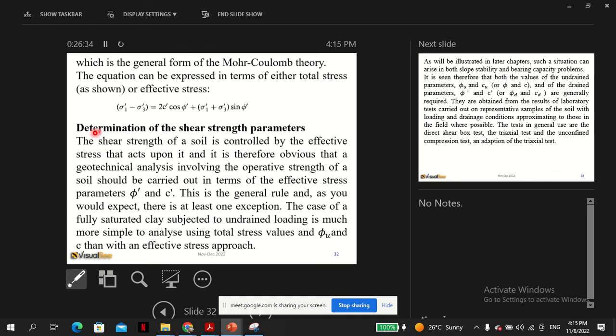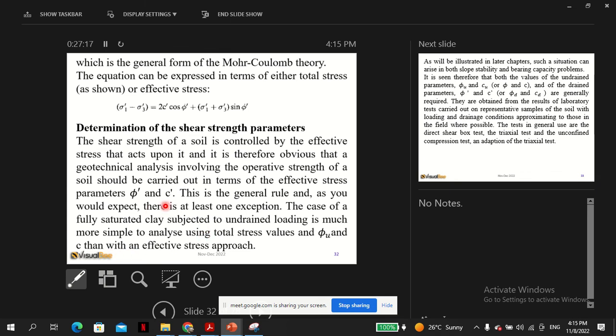Determination of shear strength parameters. The shear strength of the soil is controlled by the effective stress that acts upon it, and it is therefore obvious that a geotechnical analysis involving the operative strength of a soil should be carried out in terms of the effective stress parameters phi prime and c prime. This is the general rule, and as you would expect, there is at least one exception. The case of fully saturated clay subjected to undrained loading is much simpler to analyze using total stress values, phi u and cu, than with effective stress.